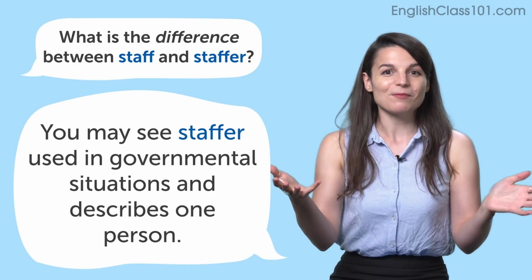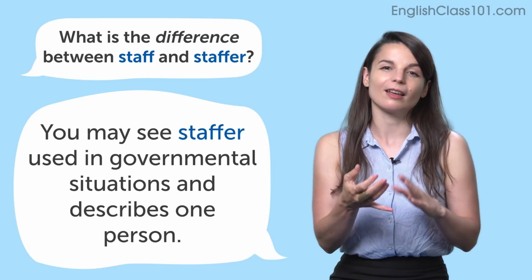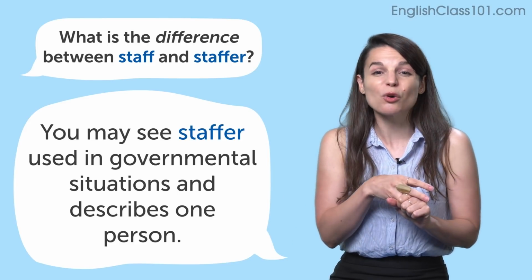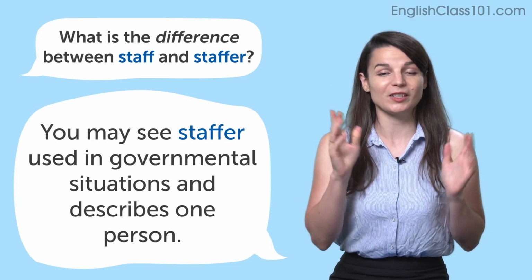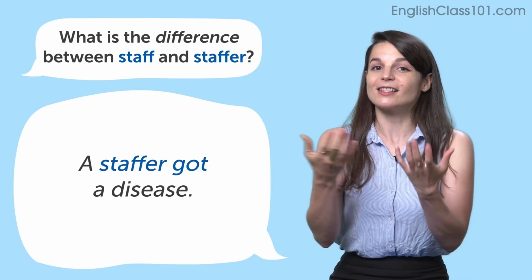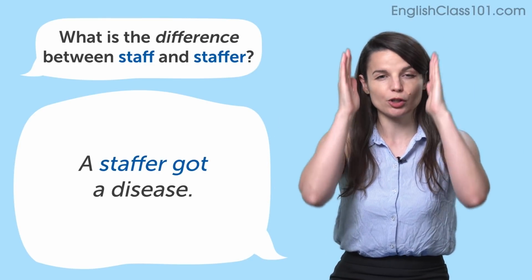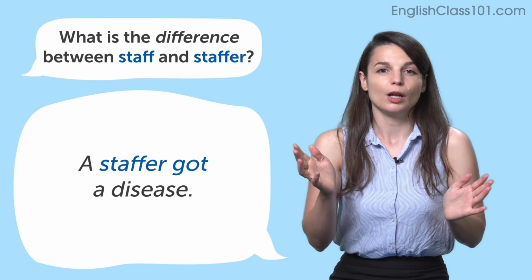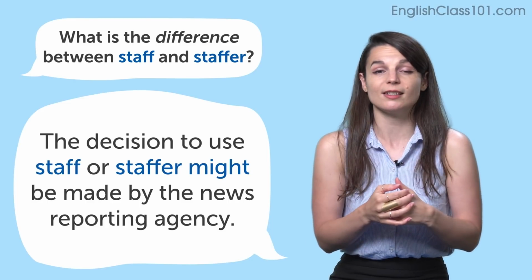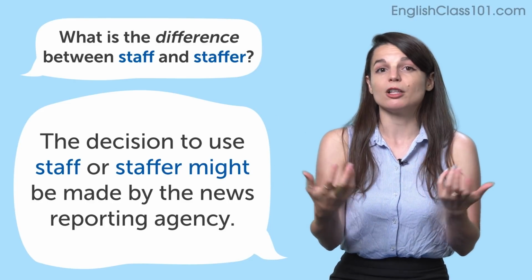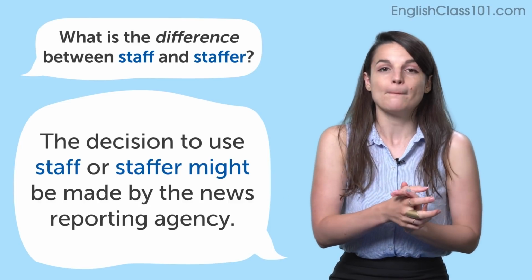However, you may, in some cases, see the word staffer. We tend to see this more, I feel, in government organizations or maybe more official organizations. Staffer refers to one person only. So in this case, as with the news reports, a staffer got a disease. We want to use staffer here to refer to one person only in this news report. This might be a decision that's determined by the reporting agency. Different reporting agencies might follow different rules for if they choose to use staff or maybe employee or staffer, but this is what it means.